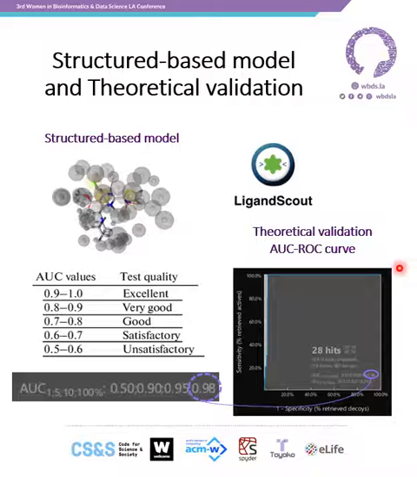We used the area under the curve, ROC curve, to validate our pharmacophores. This graph plots the true positive rate against the false positive rate. The higher the AUC, the better the performance of the model at distinguishing between the active and inactive molecules. Both models had an AUC above 0.9, meaning they have an excellent performance.